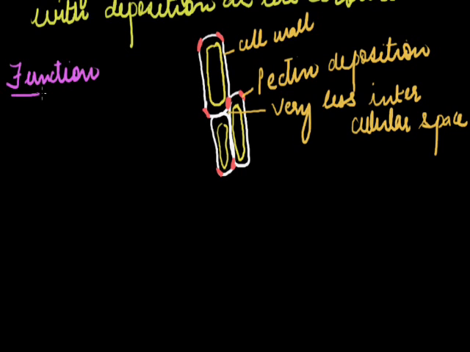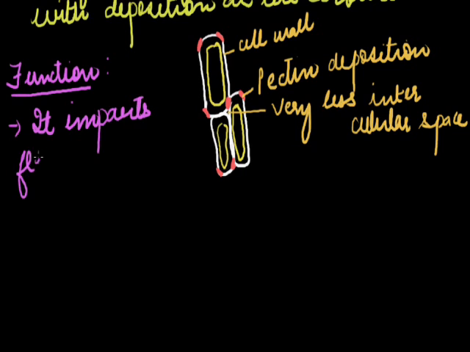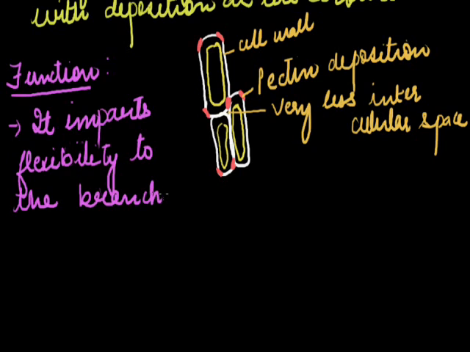Now where this collenchyma is actually present, the main function of the collenchyma is that it imparts flexibility to the branches. So the collenchyma is basically present on the petiole.